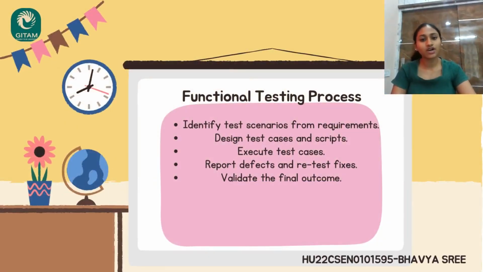So the next one is the functional testing process. Now that we know the techniques, let us walk through the functional testing process step by step. First one is identify test scenarios. First, we carefully study the software requirements and identify the functionalities that need to be tested. The second one is design test cases. Next, we create detailed test cases that define what to test, what inputs to provide, and what results we expect. Next one is execute the test cases.